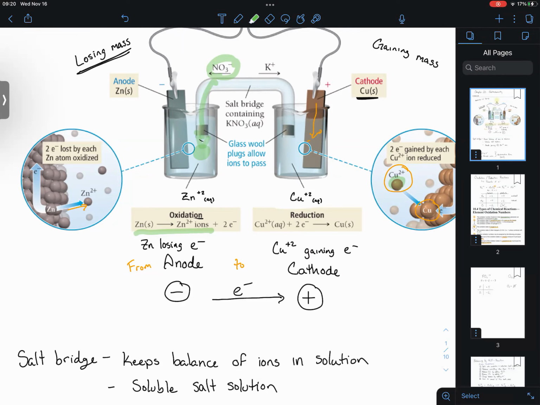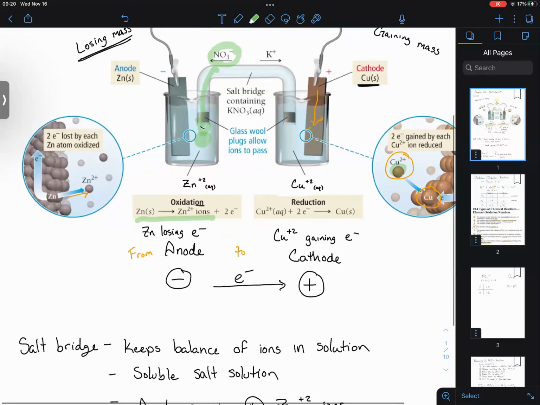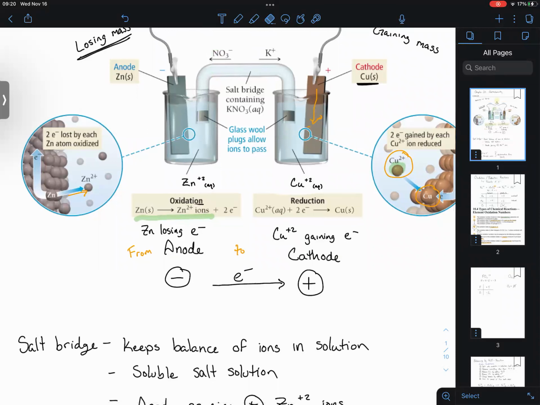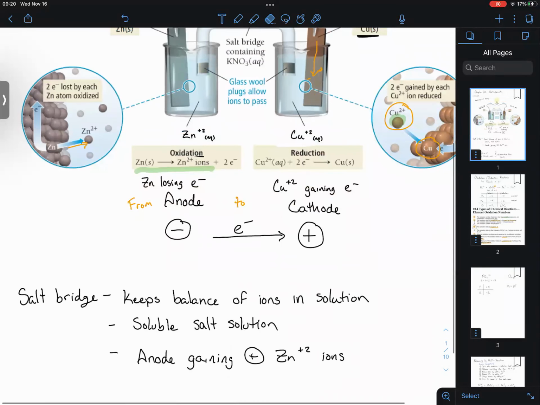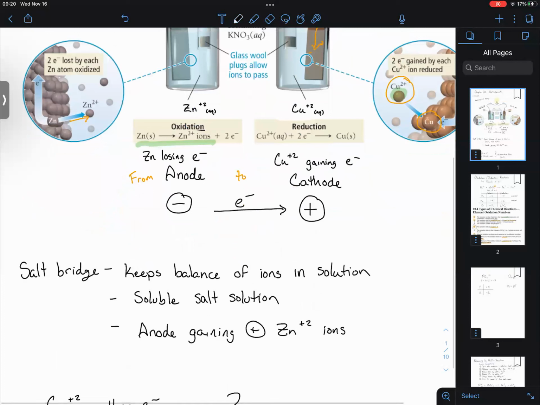Having a separation of charges, having an abundance of positive charge without any counter ions is extremely unfavorable. So if we're going to be generating positively charged ions, we better have some negatively charged ions there to counterbalance it. And so that's the job of the nitrate, to just counterbalance the positively charged zinc ions. Likewise, we're going to see the exact opposite. The anode's gaining positively charged zinc ions, but the cathode is losing positively charged zinc ions.